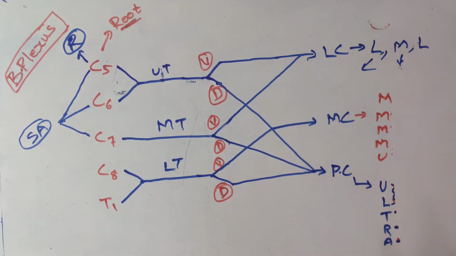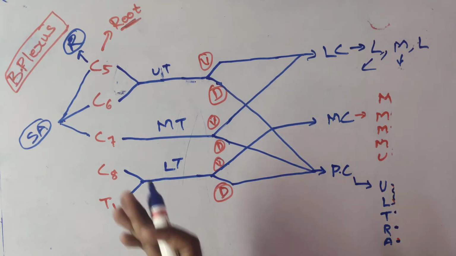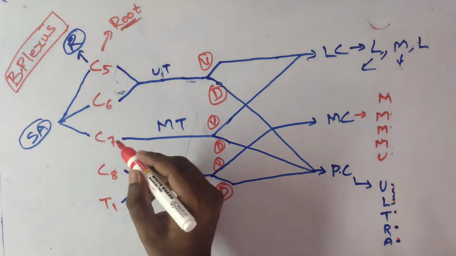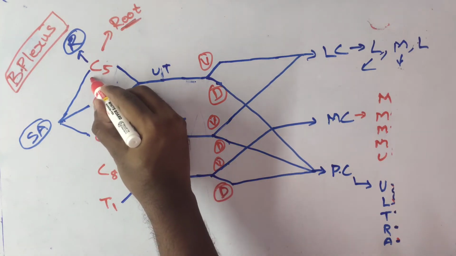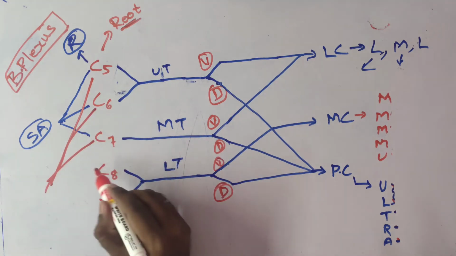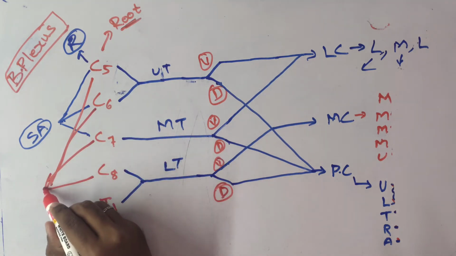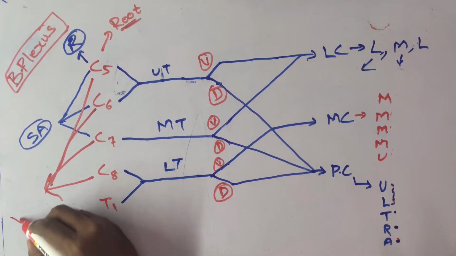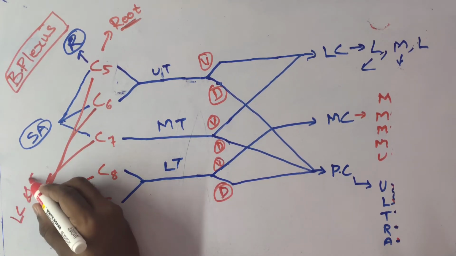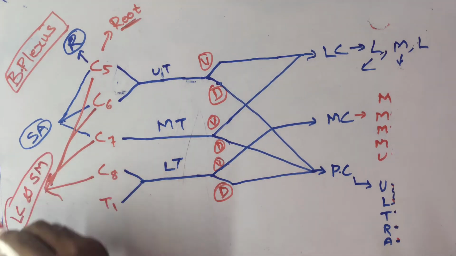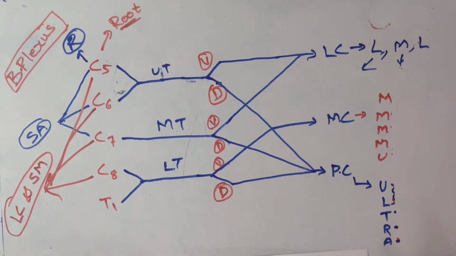This C5 supplies the rhomboid muscles. C5, C6 and C7 supply the serratus anterior muscle, and C5 to C8 I will draw with this red. C5, C6, C7 and C8. These four roots supply the longus colli and scalene muscles.